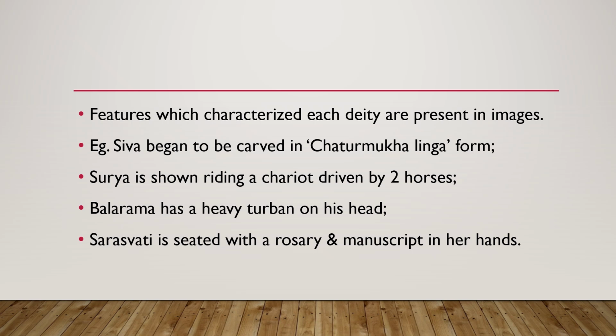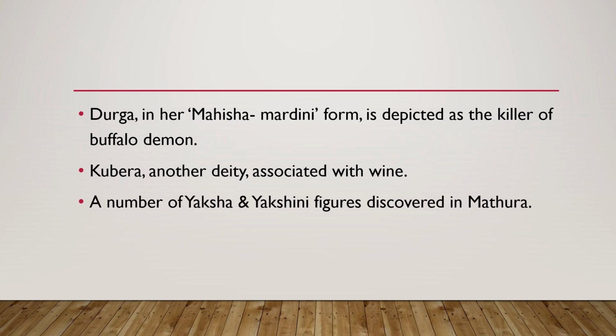For example, Shiv is represented in the form of Chaturmukh Ling. The Surya is shown riding a chariot. Balram has a heavy turban on his head. Saraswati is seated with a rosary and manuscript in her hands. Durga, in her Mahisha Mardini form, is depicted as the killer of the buffalo demon. Kuber was another deity associated with wine. And we have a number of Yaksha and Yakshini images which have been discovered in Mathura.